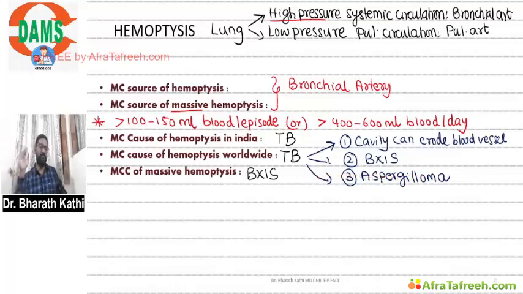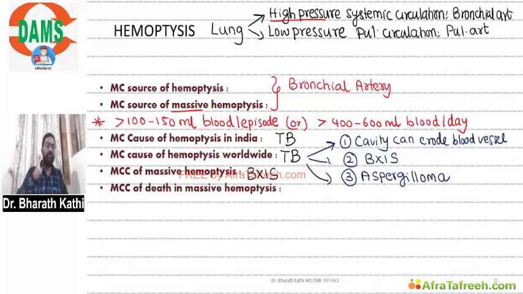There are also other causes. It can be due to endobronchial TB, a broncholith, or a fibrotic scar. A fibrotic scar can also rupture and cause hemoptysis, but the common ones are cavity, bronchiectasis, and aspergilloma.